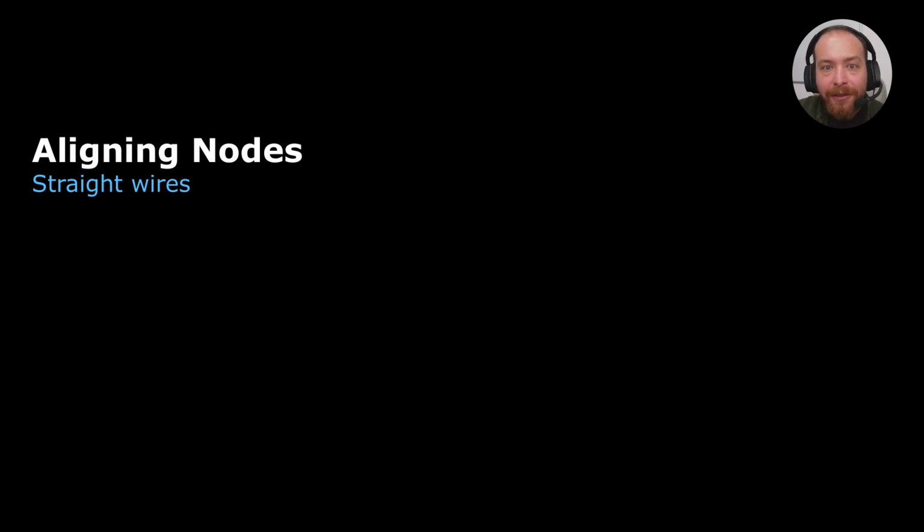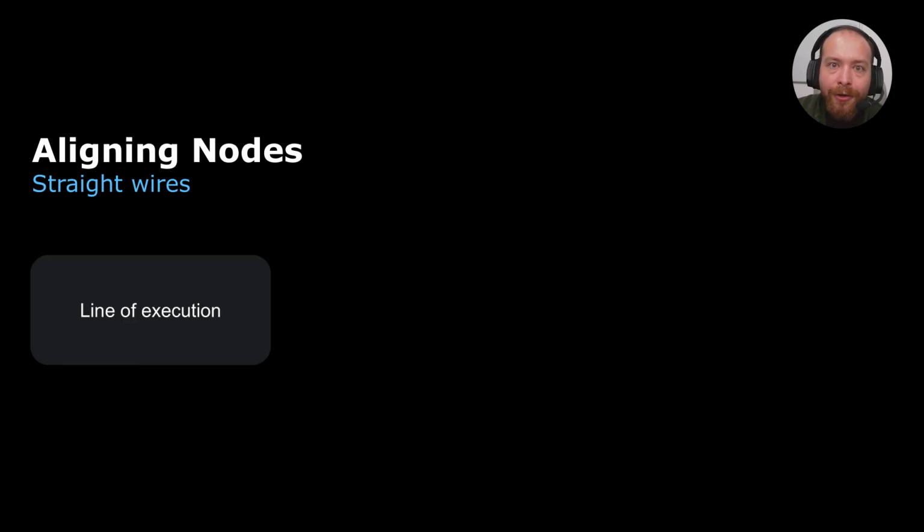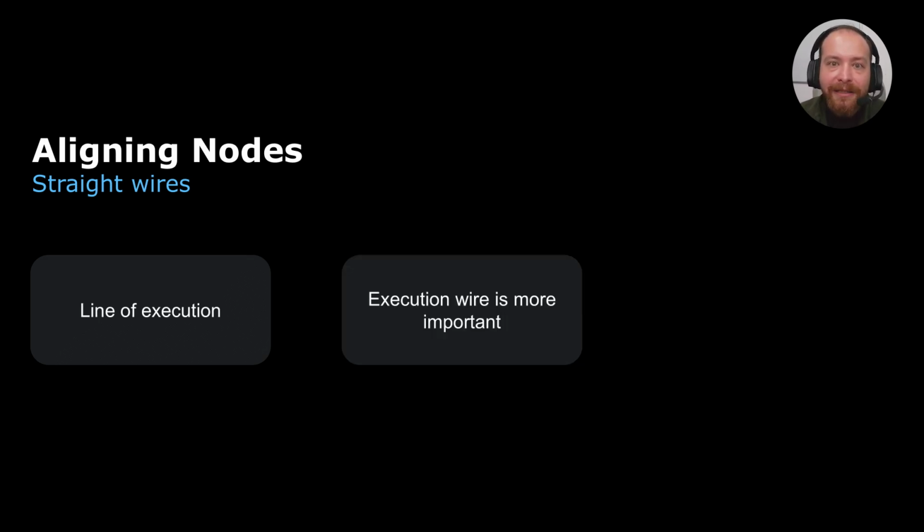The first rule is that, if possible, all wires should be straight. Therefore, you can follow the order of execution easily. The second rule is connected to the first one. If it is not possible to make every connection straight, then you should make the execution wire straight so that you can easily follow the main execution line of your algorithm.